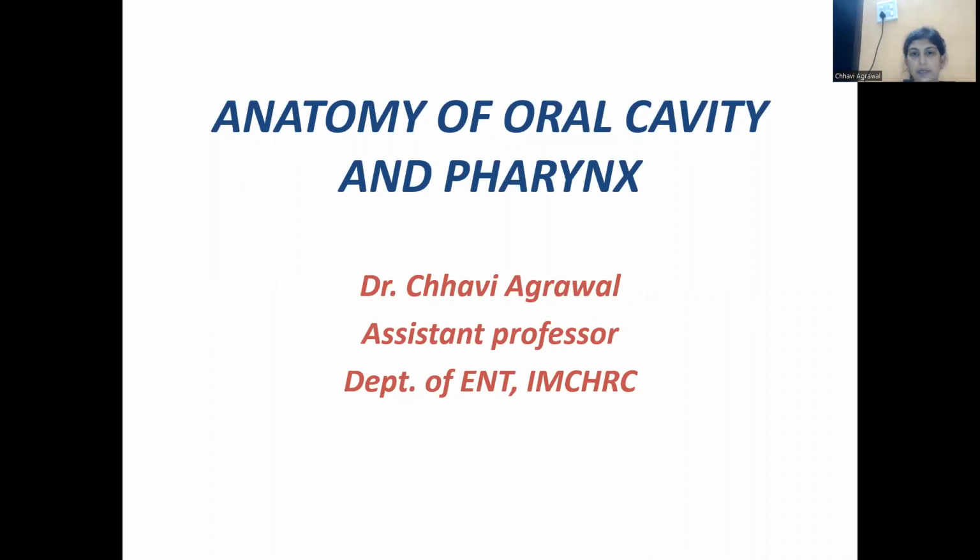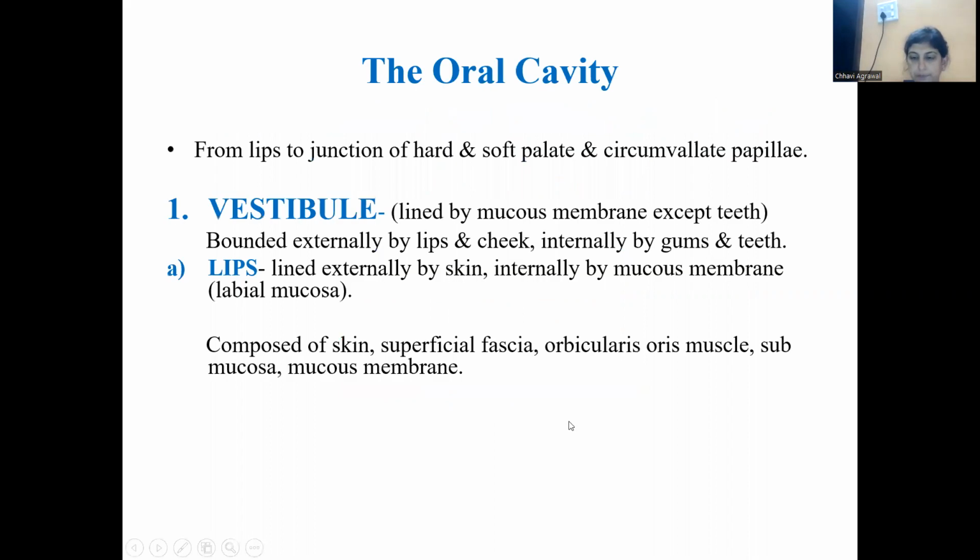Anatomy of oral cavity and pharynx. The oral cavity begins from the lips to the junction of the hard palate and soft palate.